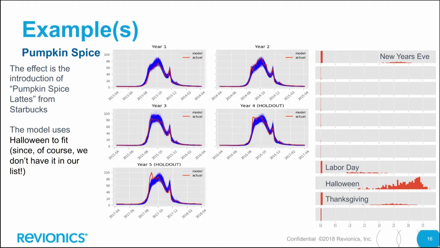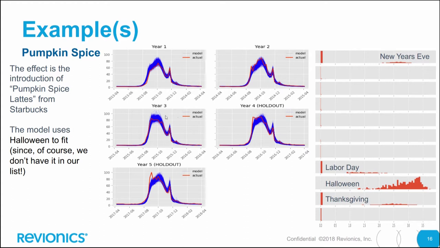Pumpkin spice. All right, so this is the search term for pumpkin spice. It's a pretty weird looking pattern. I don't really know because I don't drink pumpkin spice, but this seems to be something that happens in November or October, because it wants to fit Halloween as the main one. It wants to use the kind of flatter shape and the wider scale, because it's a pretty long lasting holiday. And then it has another little spike here, which I think it's attributing to Thanksgiving or New Year's.